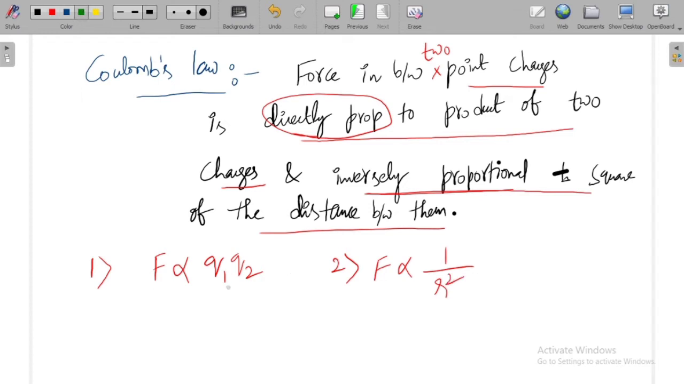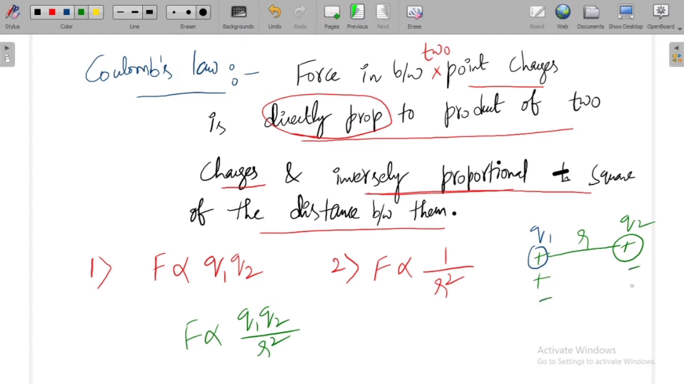Now combining these two facts that Coulomb's law gives us, force is directly proportional to Q1 Q2 by R square. For example, if I have a charge Q1 here and another charge Q2 here, and the distance between the two charges is R meters or R centimeters, whatever it may be, and whatever the charges may be, positive or negative, the force between these 2 point charges is always proportional to the product of the 2 charges and inversely proportional to the square of the distance between them. So this is the mathematical relation between the force and the charges which we can obtain with the help of Coulomb's law.